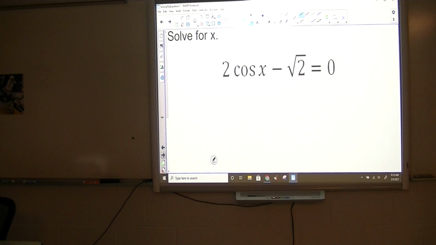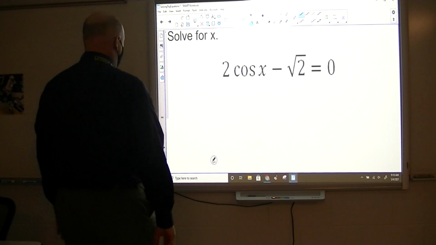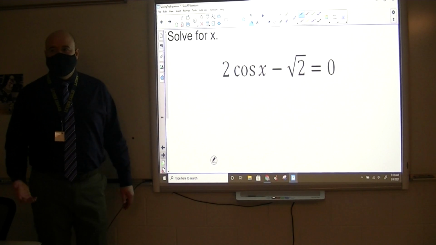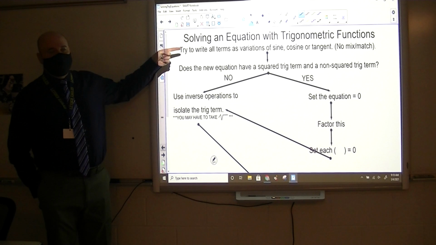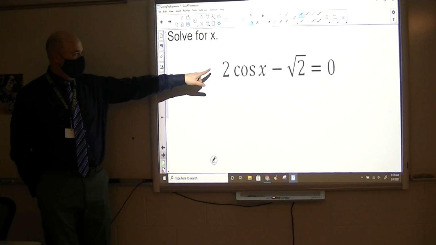Here we go. Pretty similar to the problem we just did, I would say. Write all of the trig terms as variations of sine, cosine, or tangent.